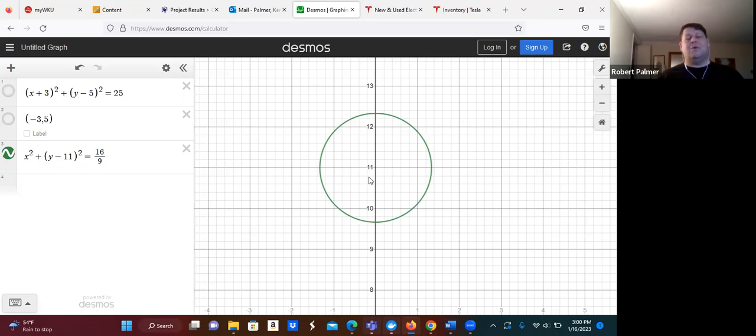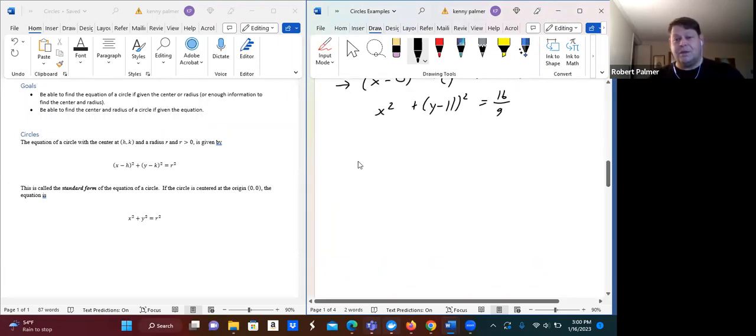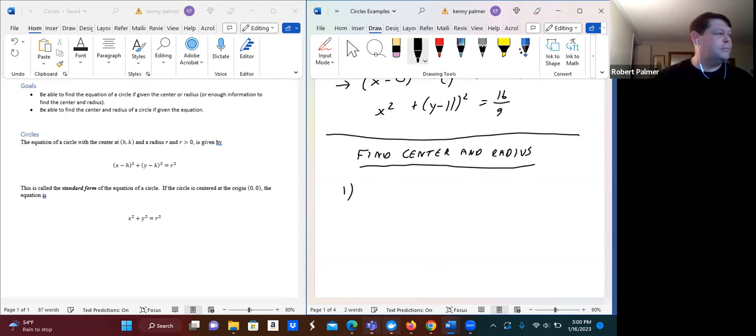So that's how you can go, if you're given the center and the radius, or at least given enough information to find the center and the radius, you can find the equation of that circle. Okay. Now let's take a look at a couple examples going back the other way. So we actually are given the equation, then we want to find the center and radius. Okay, so number 1.